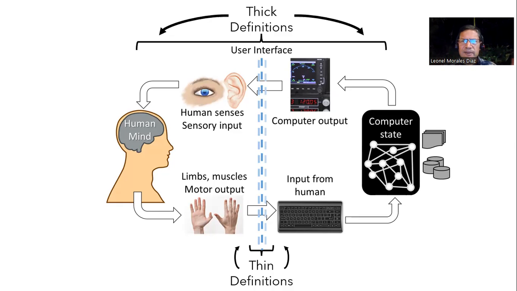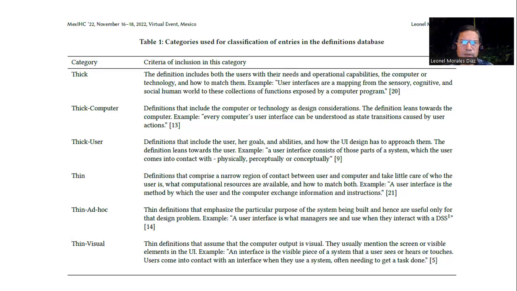In describing those capabilities, thick definitions try to guide the designer and the engineer in building the right thing to couple those capacities. So I ended up with six categories of definitions, basically thick and thin definitions, but also among thick definitions, we have thick computer and thick user. Thick computer are definitions that lean towards the computer.